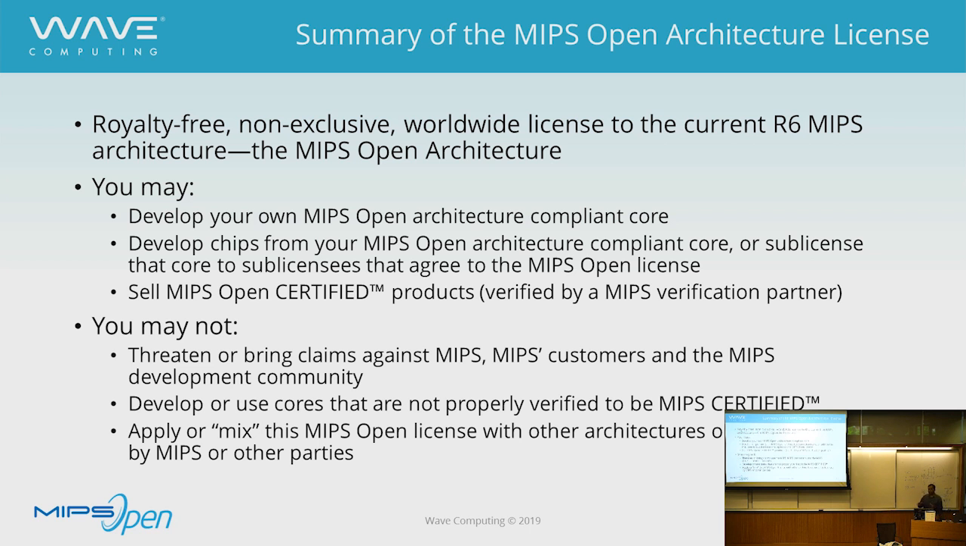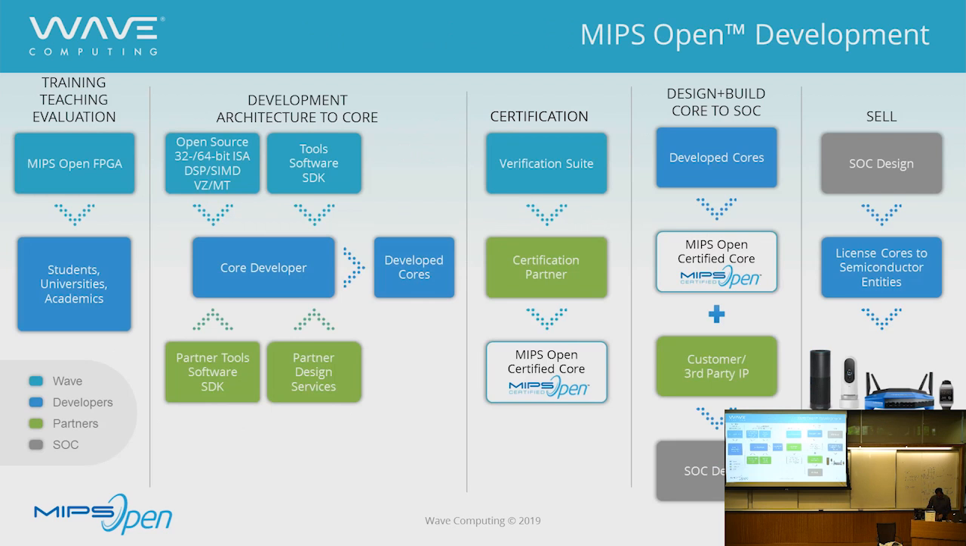And you cannot mix and match the licenses, which means that with the MIPS Open use license, you have to strictly abide by it. The reason for that is we have licenses for non-MIPS Open cores that are still available, so we don't want to contaminate the two licenses. So you strictly follow the MIPS Open license. This is kind of a summary.